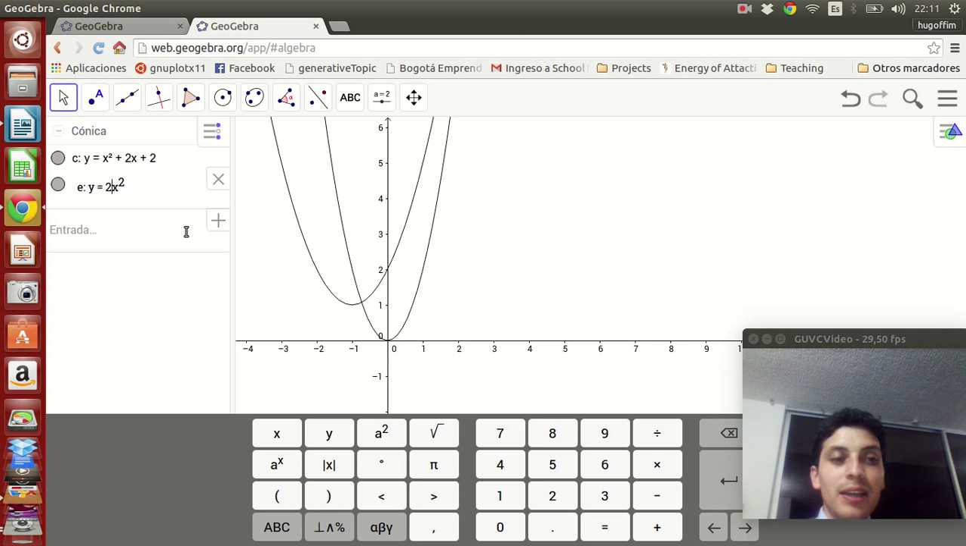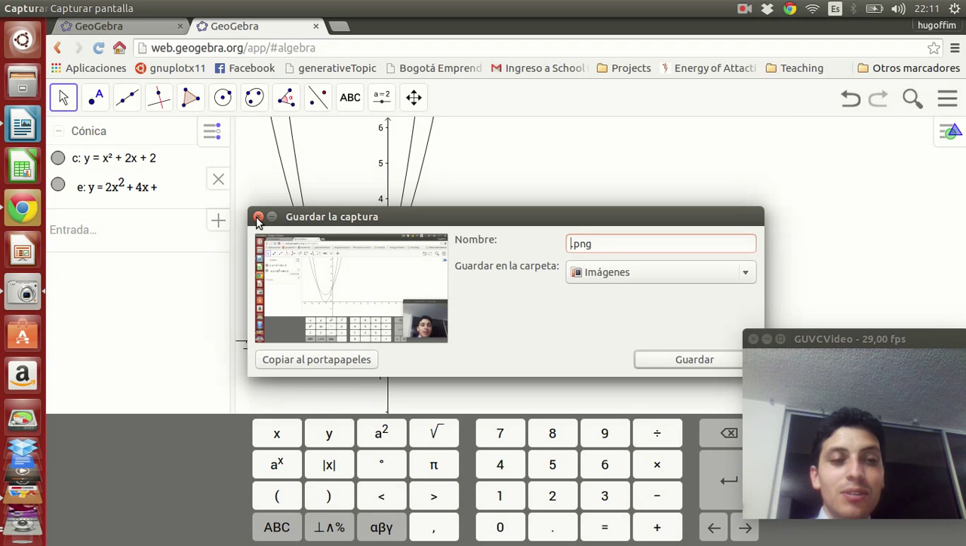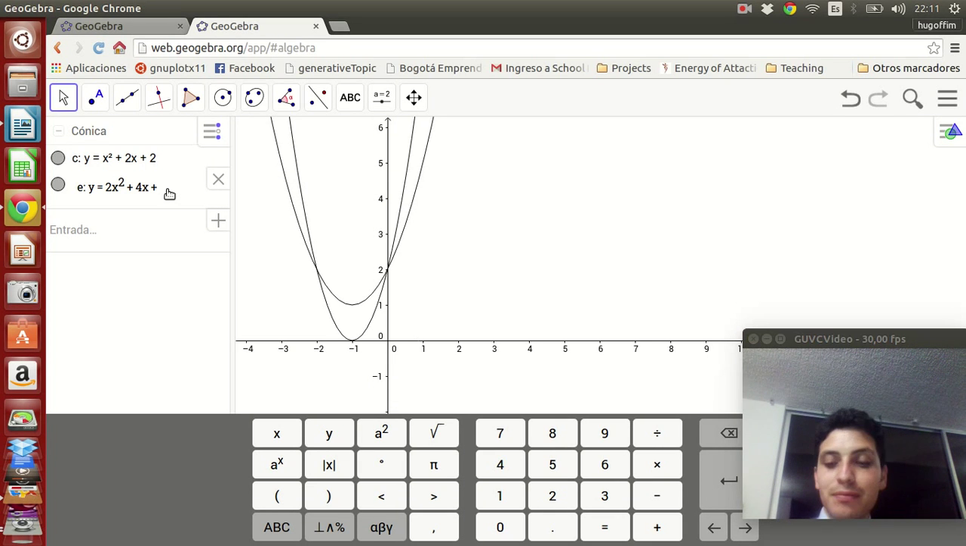What happens if I increase x plus 1? Look, I move to the line x minus 1, excuse me. What if I change the function and write 2x plus 1.